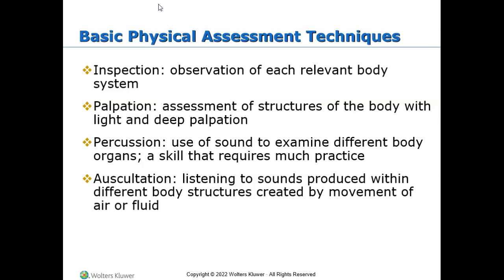you've got palpate, assessment of structures of the body with light and deep palpation; percussion, use of sound to examine different parts of the body and organs, which does take a long time to do; and then auscultation. Actually, it's not in the right order on this slide. So please note that 1 is inspection, 2 is auscultation, then palpation, then percussion. Why do you think we auscultate before we palpate or percuss? Think about that.